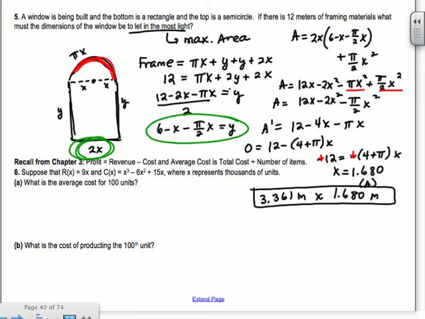Okay, I would probably check very quickly to make sure that that is a max. You know, put it on the number line. Say, okay, if this is A prime, and I had 1.680, if I plug 1 into the derivative, so here's the derivative, I get 12 minus 4 plus pi. That's positive. If I plug in 2, I get a negative, so it was increasing and then decreasing, so that is a max.